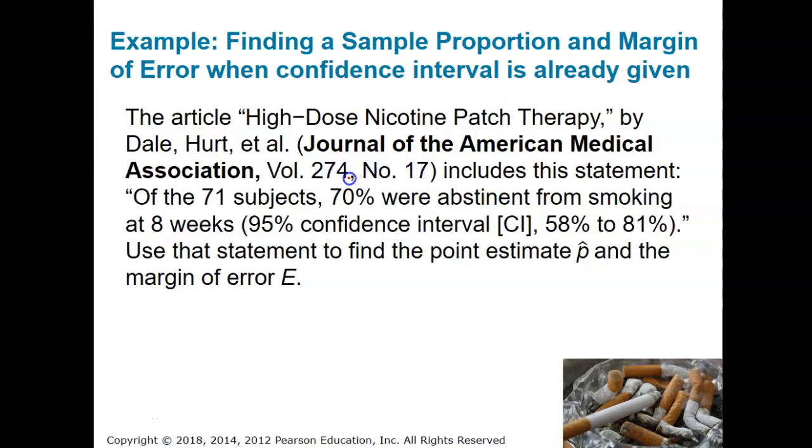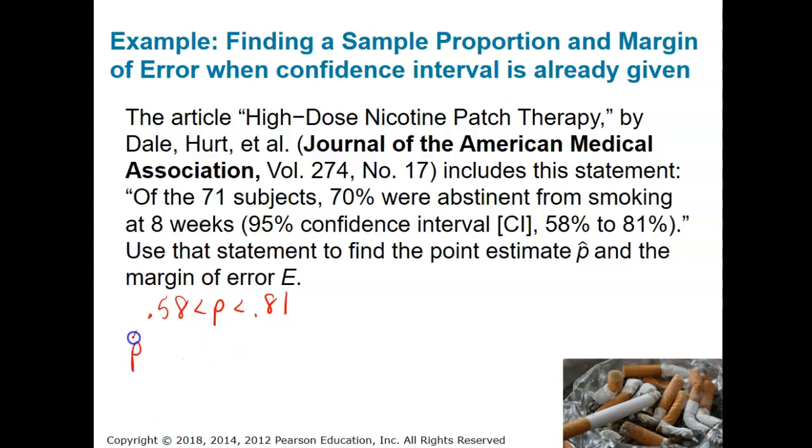Here we have a case. It says there's a statement of the 71 subjects, 70% were abstinent from smoking at 8 weeks, and you have a 95% confidence interval of 58% to 81%. Use that statement to find the point estimate p-hat and the margin of error. So basically they're giving us our confidence interval here. We have 0.58 to 0.81.